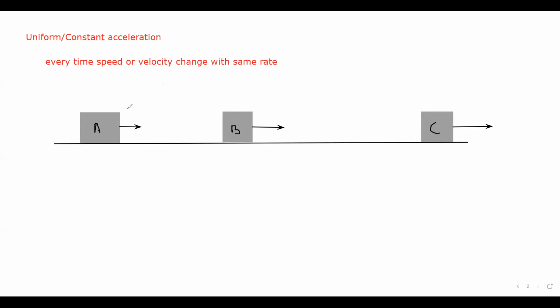Example, the object was moving with 5 meter per second at position A. Then it was moving with 7 meter per second at position B. Then it was moving with 9 meter per second at position C. And the time it will take to travel from A to B is 2 seconds, and from B to C is also 2 seconds.